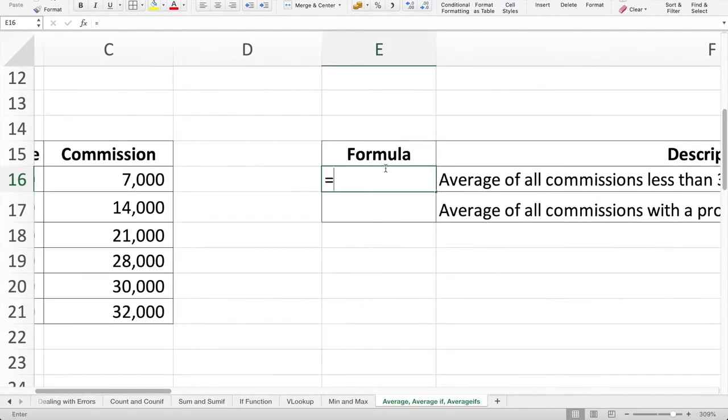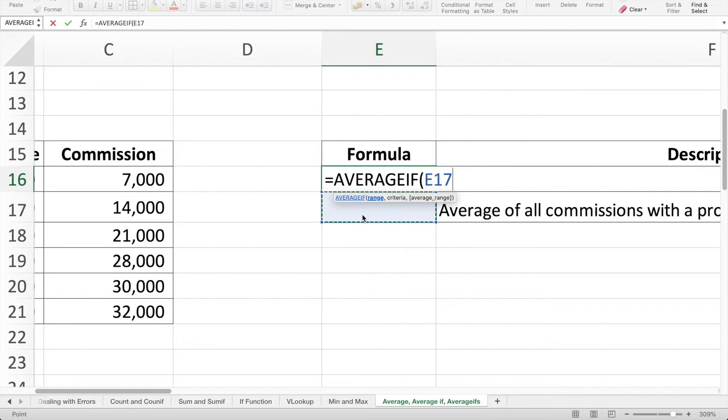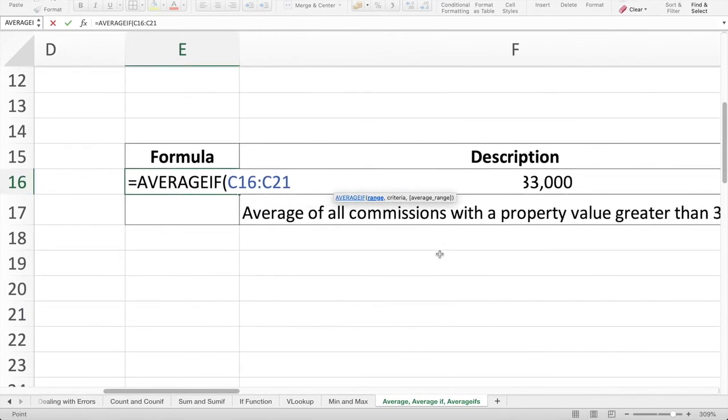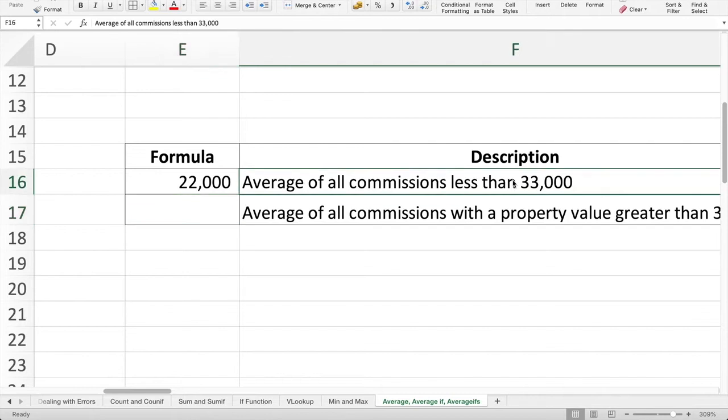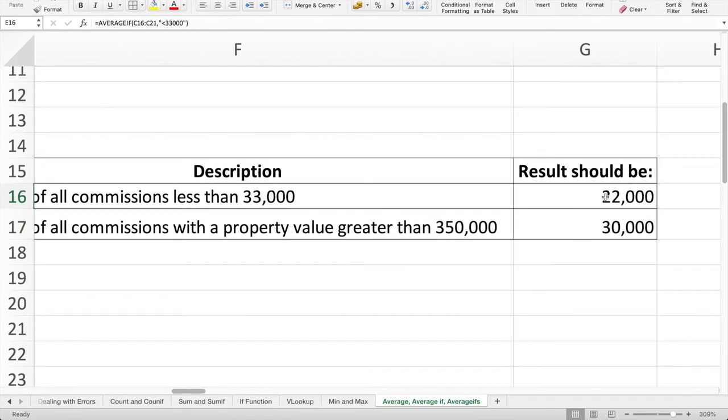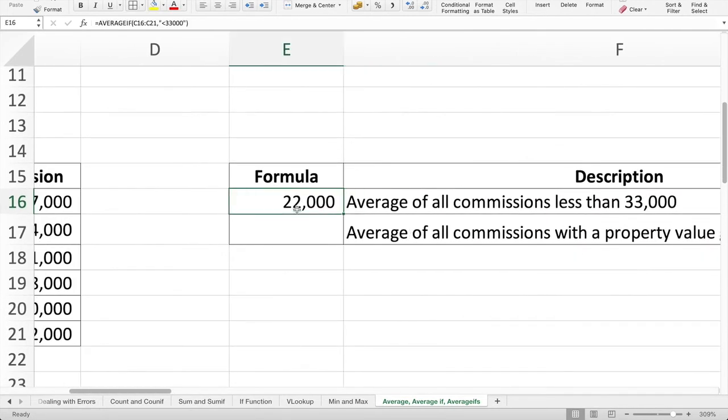Let's have here average if, and let's highlight all those commission data, and our criteria again based on our description, below 33,000, and close. Okay, so below 33,000 or less than 33,000, we got 22,000 as average, and it's actually the same. Okay, so meaning to say we are correct. Okay, let's highlight it yellow.